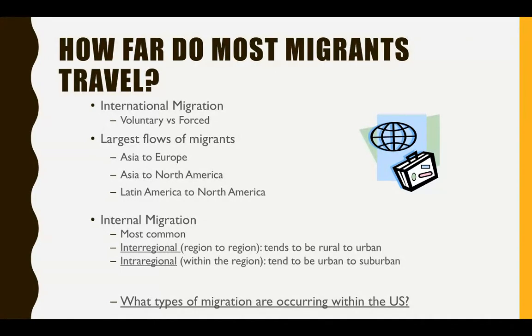We look at largest flows of migrants today. We already hit a little bit earlier on the map. And then we talk about the internal migration. This is the most common type of migration that we still see today. People moving around region to region inside a country, so intra-regional.